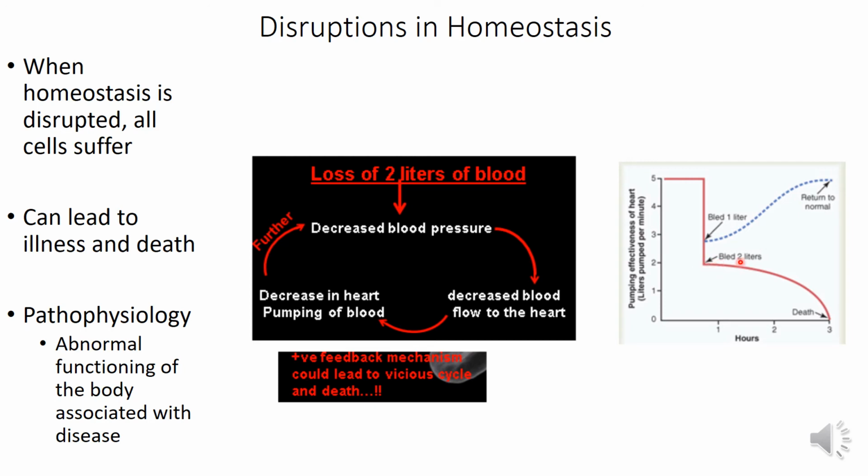If there is bleeding of 2 liters, this much more bleeding will lead to a further decrease in the ability of the heart to pump the blood. And as you can see, the ability of the heart to pump blood is decreased gradually until it leads to death. So disruption of homeostasis will lead to illness and sometimes to death.